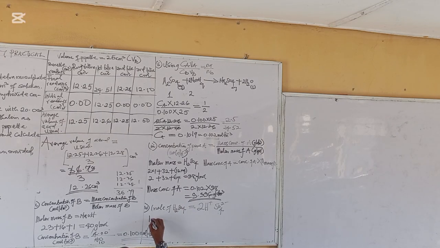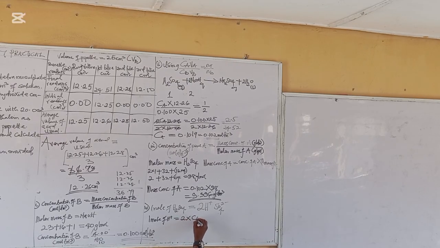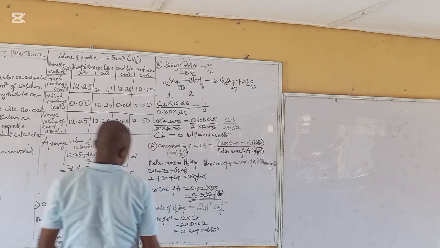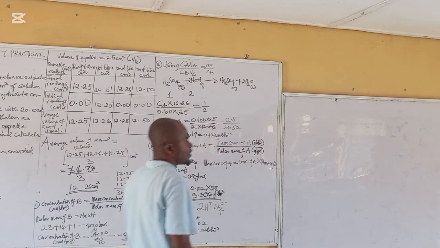So 1 mole of hydrogen ion will give us 2 multiplied by Ca. What is our Ca now? 2 times 0.102 will give us 0.204. That will give us 0.204 mole per dm3. Only 1 mole of this will give it to us. Now, to get what they asked us to do, they said the number of hydrogen ions in 1 dm cube of A.